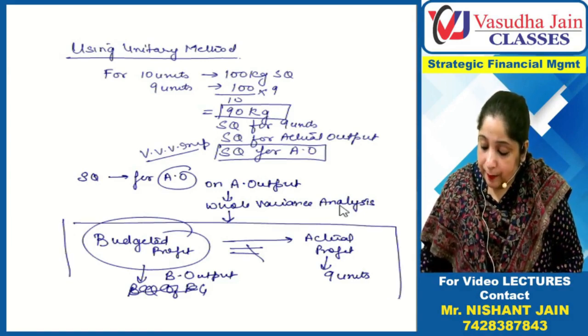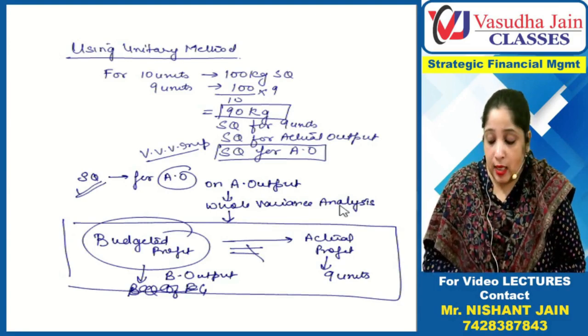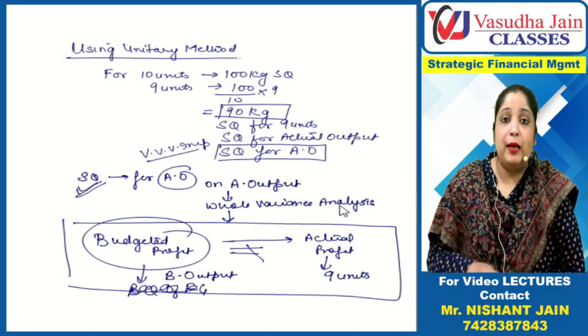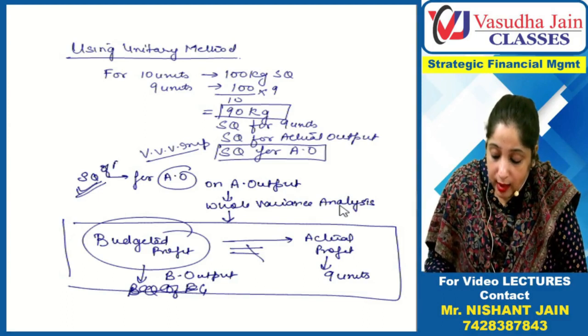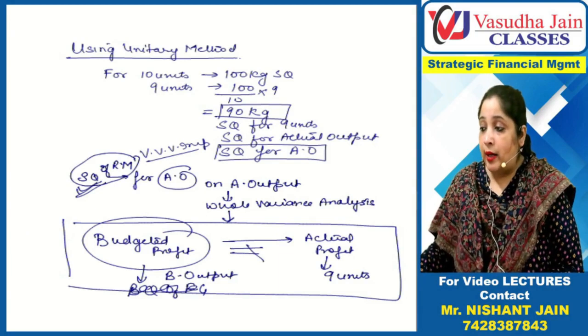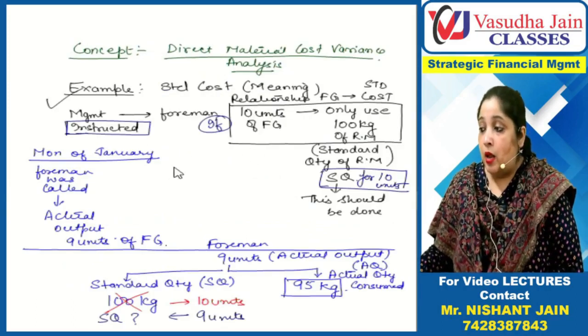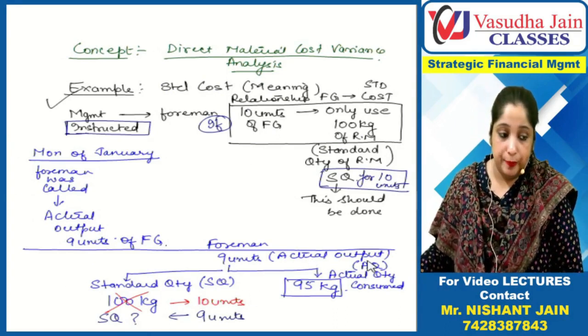So keeping this aside, what I want you to understand is that in the next 5-6 lectures, when I ask you standard cost, standard quantity, standard quantity of what? Standard quantity of raw material. We are talking about raw material. It should not be considered 100 kg, it should be considered 90 kg. In our example, 100 kg was just a reference, a relationship given to you, just to compute standard quantity for actual output.